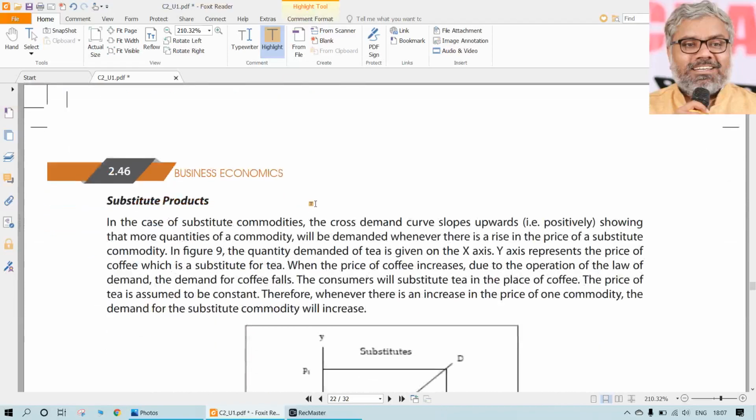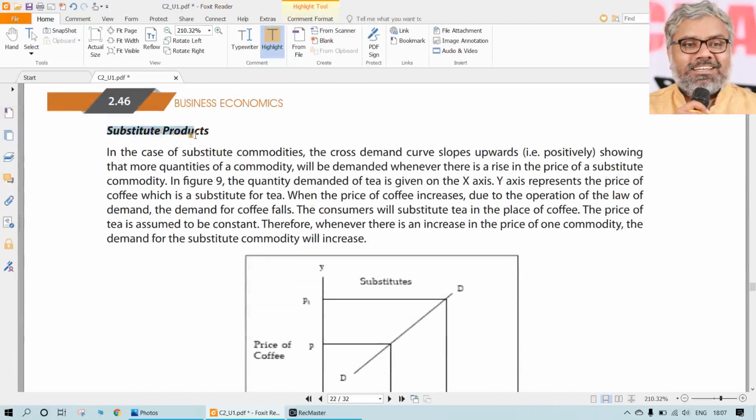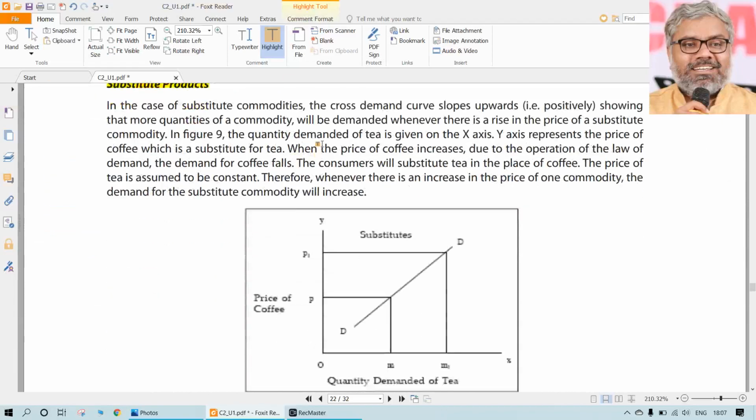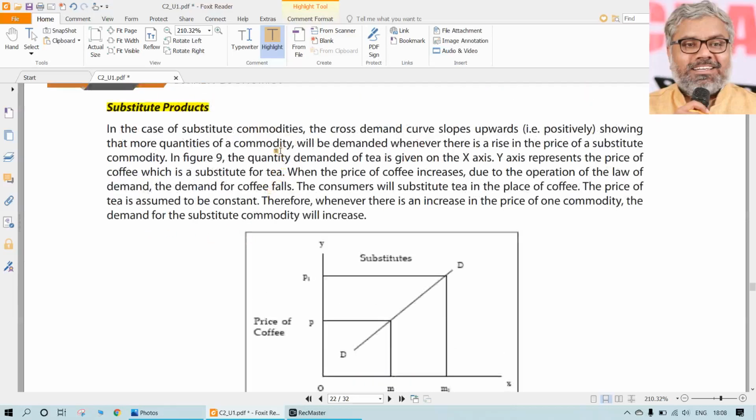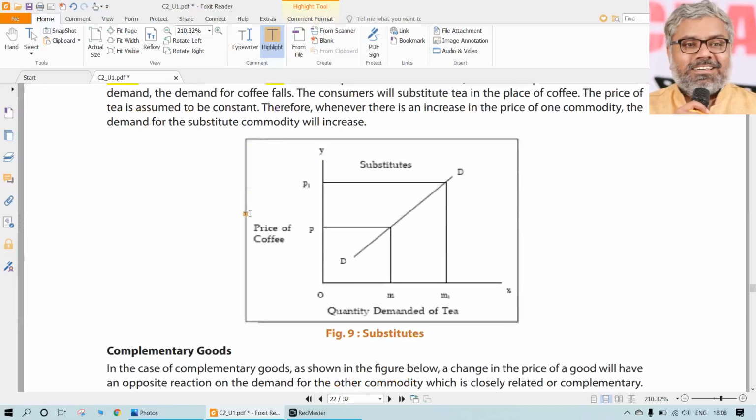But what we are supposed to know here is how substitute products and complementary commodities behave according to a change in the price of their related commodities. So when you have a substitute, the price of something is increasing and the quantity demanded of something else is changing along with that. Same thing we have discussed earlier. Once again, as an example only, take coffee and tea as substitutes. Practically they may not be substitutes, but we don't care.